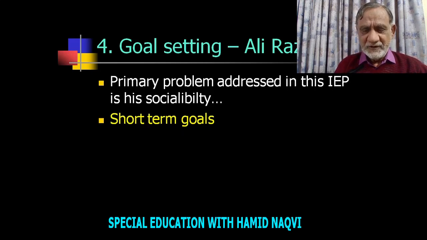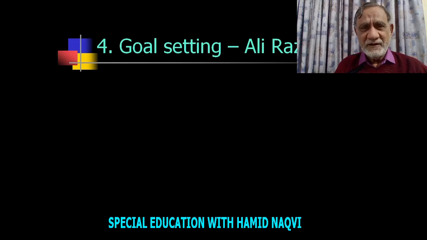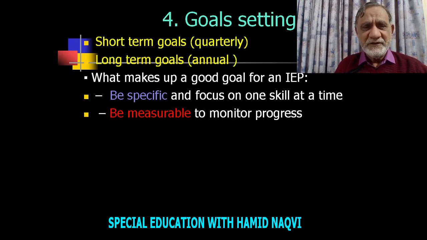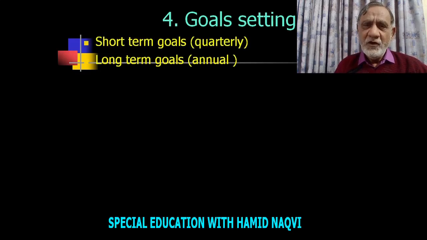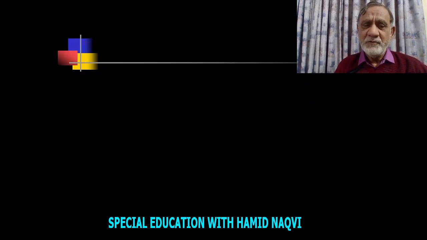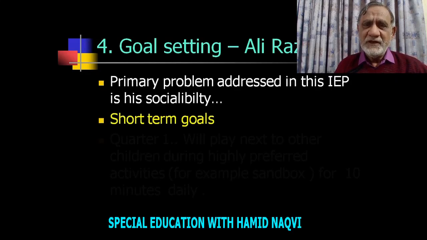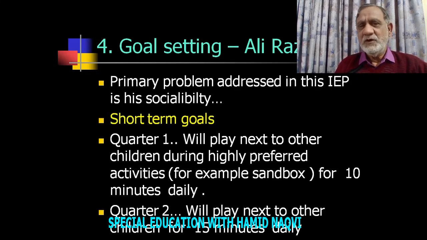He has many problems. If you want, I can go back and tell you what all problems he had. See that? He lacks attention. He is hyperactive. He is disruptive, and self-help skills are limited. Toilets have, but we are taking care of only one problem and one issue for which we are making the IEP, and that is this one, sociability. And for that, we have set short-term goals as well as long-term goals.